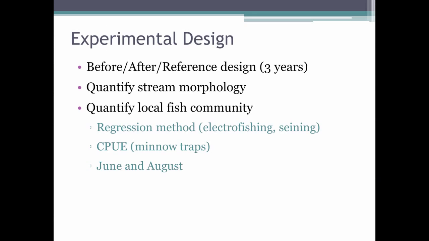We then went through and quantified the fish community. We did this twice a year. We did it in June, just after the spring migrations, and again in August during the low flow periods of the summer. We did the assessments using the regression method. That is to say, we netted off a region of the stream, and we sampled it multiple times, and got a declining return that we could use to back calculate and figure out what the fish population was. We used two different methods just to optimize catch efficiencies.